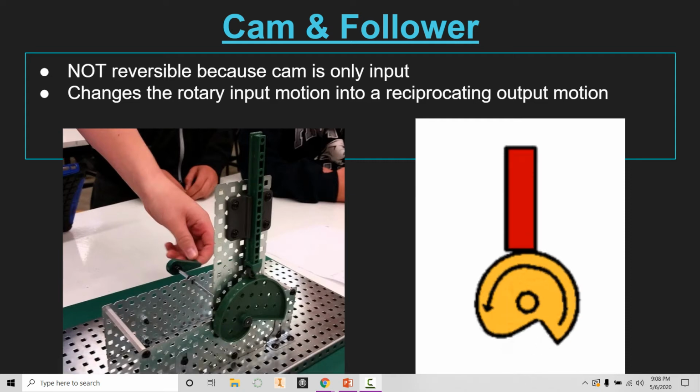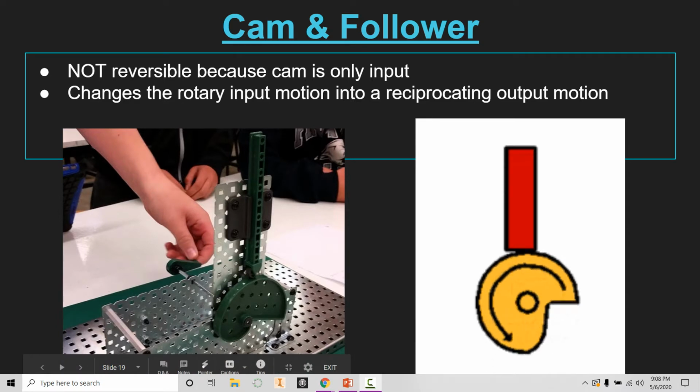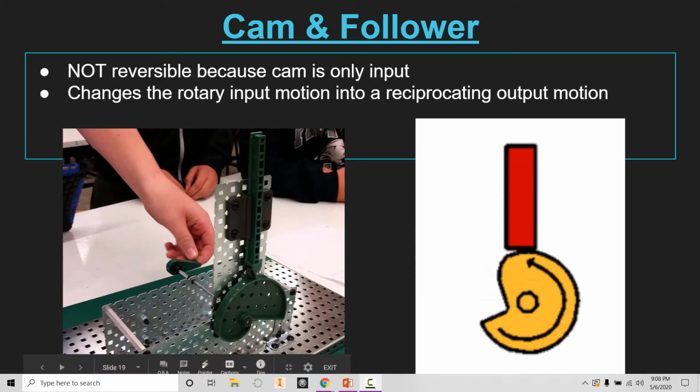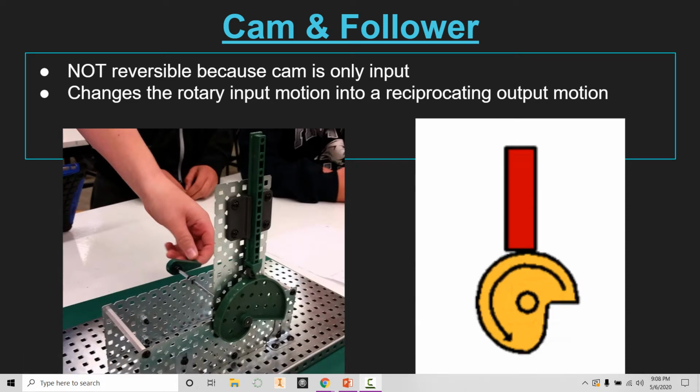All right, our final system that we are going to be taking a look at is called the cam and follower system. Okay, so in our pictures, if we look at the green Vex one first, the kind of shell-shaped piece, that is your cam, and then the longer stick with the roller ball, that is your follower. In the animated graphic, the yellow piece would be the cam, and then the red piece would be your follower.